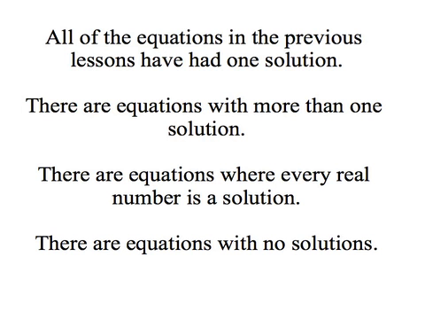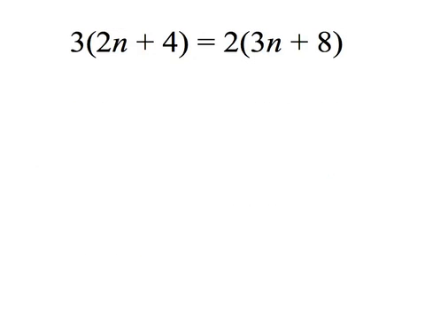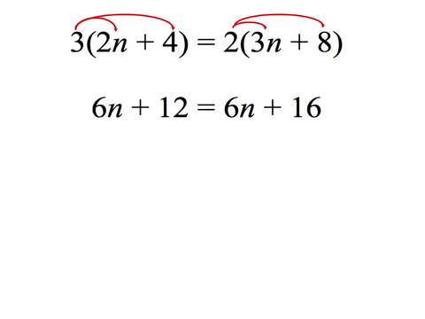But in today's lesson, we're going to look at equations where every real number is a solution, and also equations that have no solutions. Here's our first example. We've got the distributive property required on both sides, so we apply it. We get 6n plus 12 equals 6n plus 16.